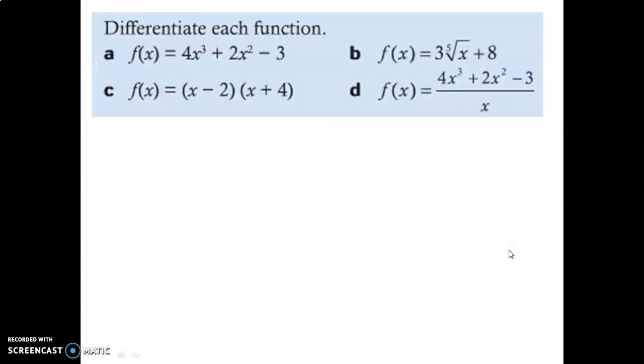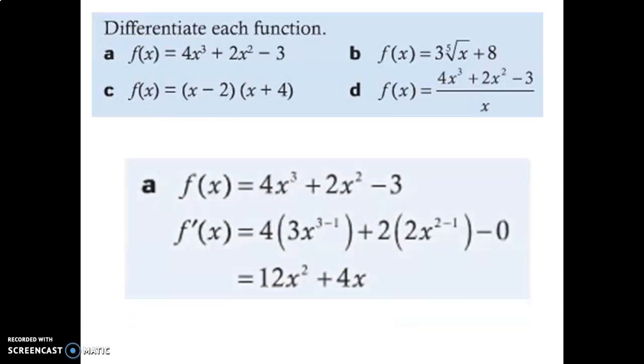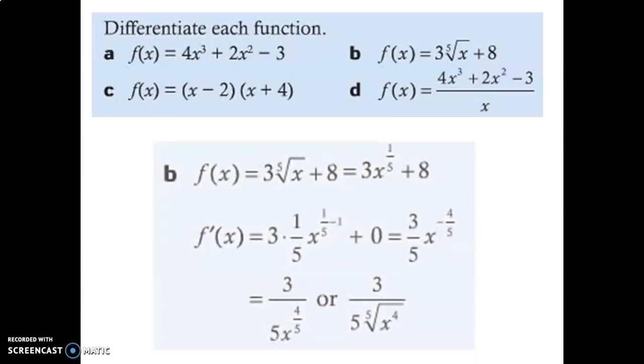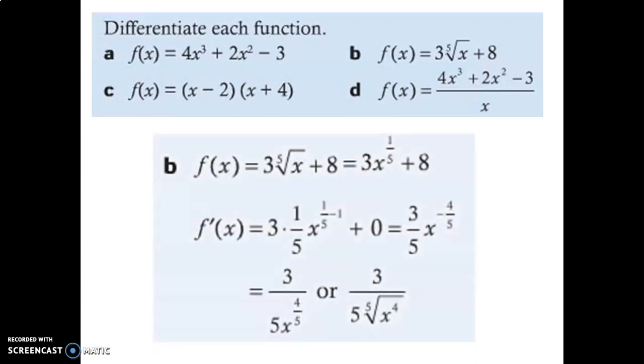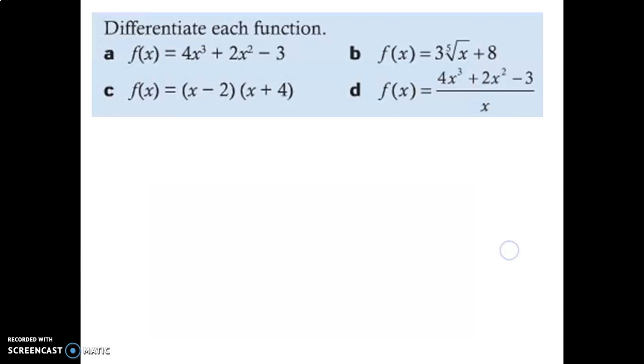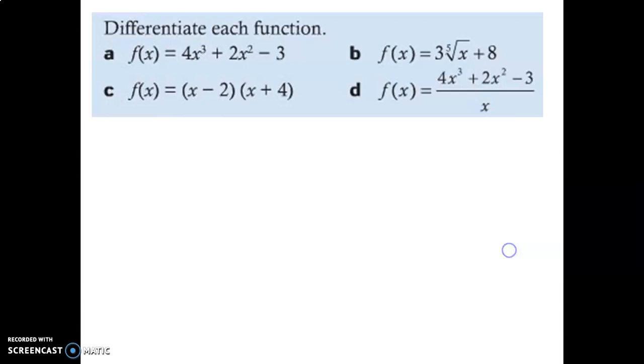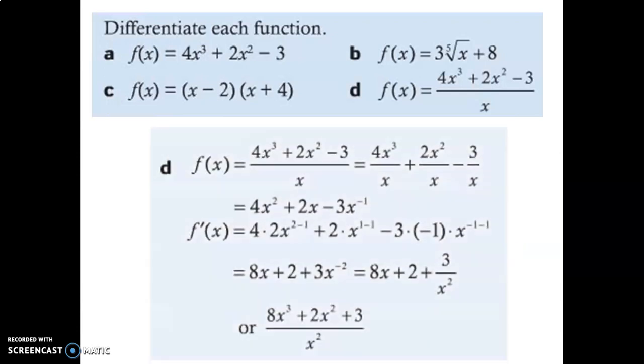All right, 4 more to finish it off. Try A. Here's the answer. Check your work. Try B. Here's your answer. Check your work. Try C. Here's the answer for C. And then try D. Check your work here. Great job.